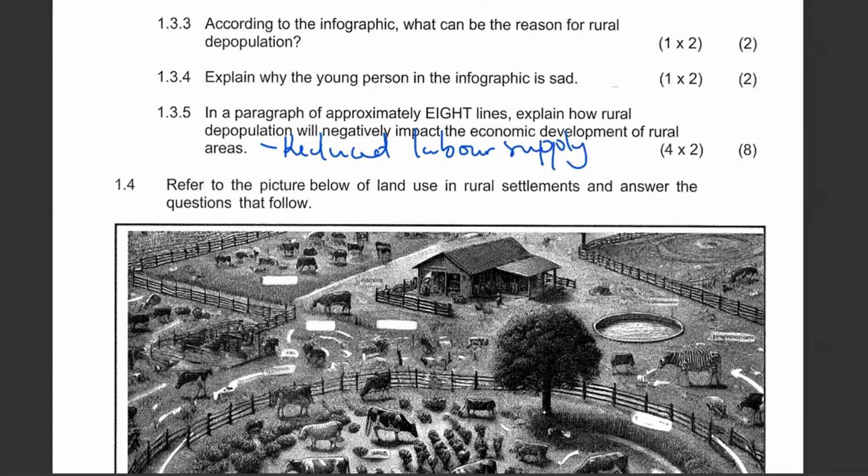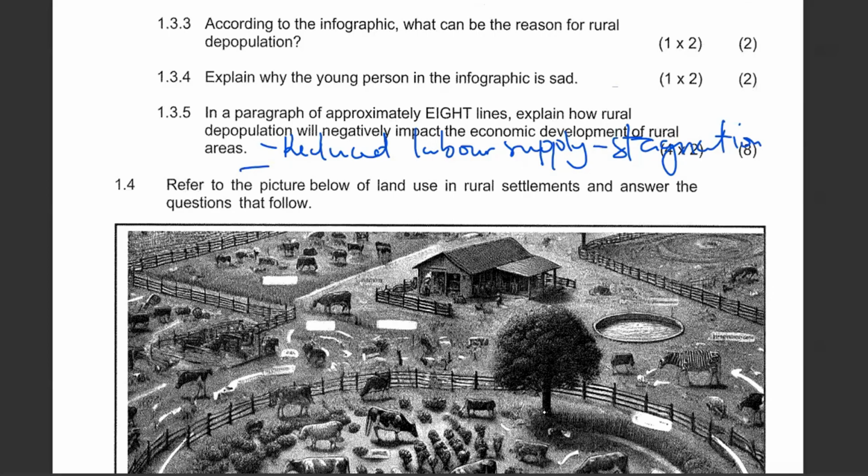We know well that the productive labor force is the one that migrates to urban areas. And on the rural areas, there is reduced labor supply that is going to cause stagnation of the economy. The economy is not going to grow, it's going to be stagnant because it no longer has productive labor force. People who are supposed to be working on the fields are no longer there. And then who is going to work on the fields? The economy is going to be stagnant for that reason.